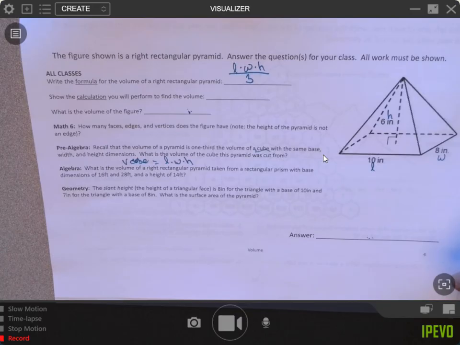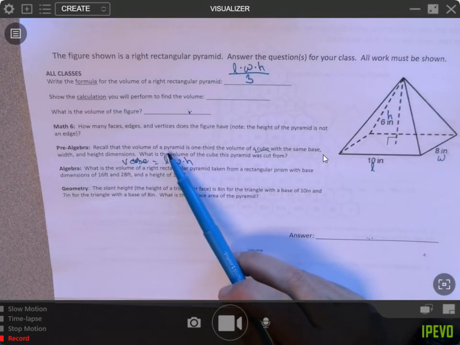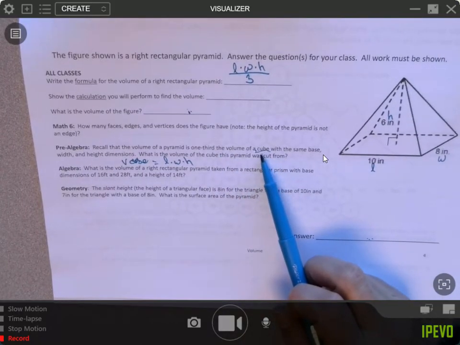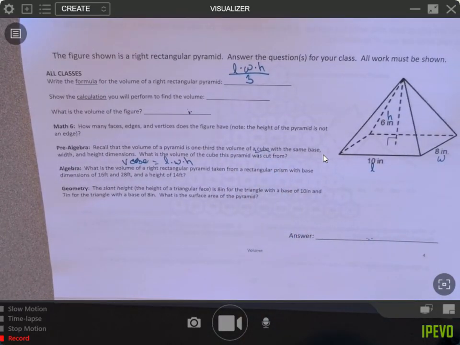David? It's not a cube because 10 and 8 are not equal sides. A cube has all equal sides. I was just going with what it says here. Okay. So that's why I said cube, because that was what it was in here. Okay. So you're taking it out of that. Okay?